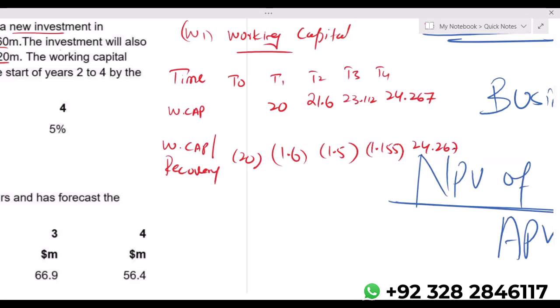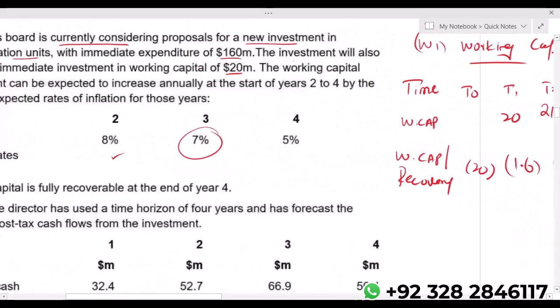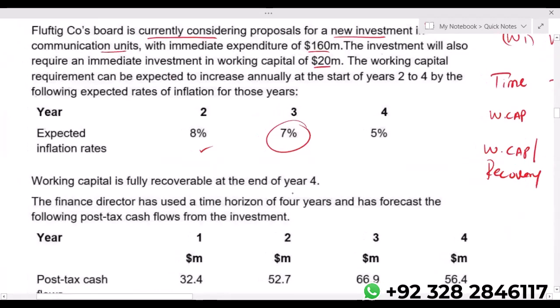Can you reply, please? Never forget one assumption: whatever we invest in the working capital at the end of the project, it will be recovered. At the end of the project, it will be recovered. So simply, this was the working capital. Working capital is fully recoverable at the end of year 4. Okay.